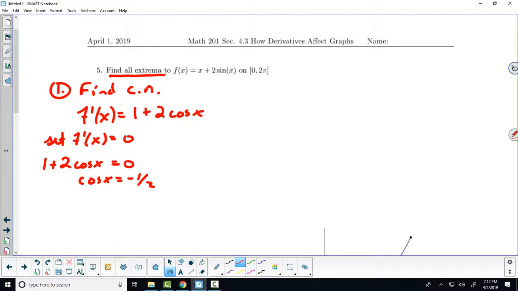So first of all, we're not going to consider all possible angles where the cosine value is -1/2. There's a lot of them. I specifically want the angles in between 0 and 2 pi where the cosine is -1/2.